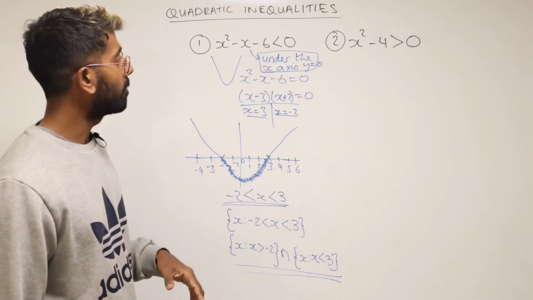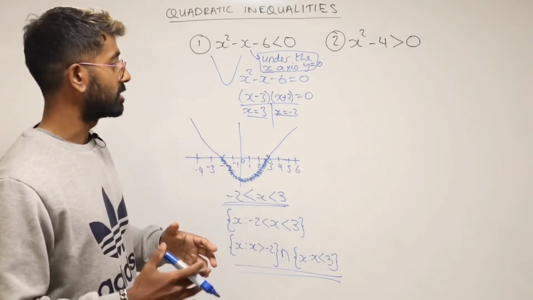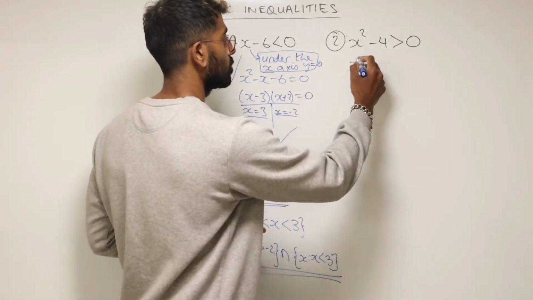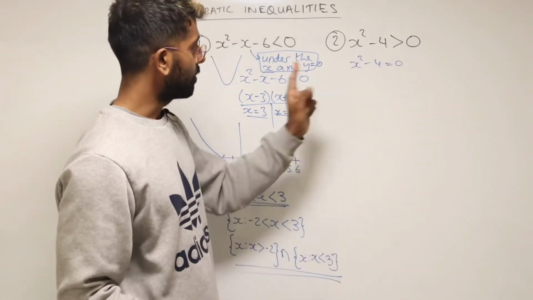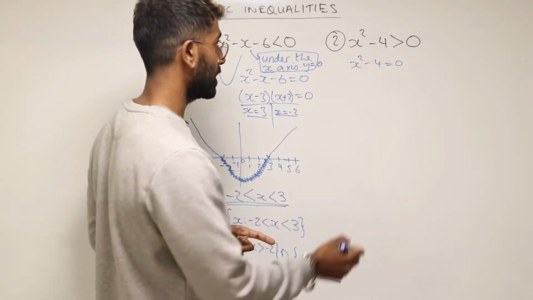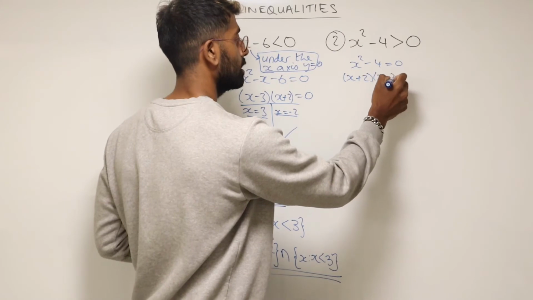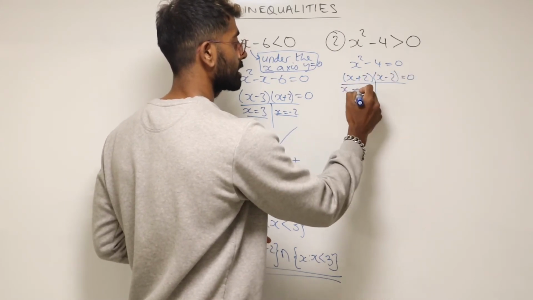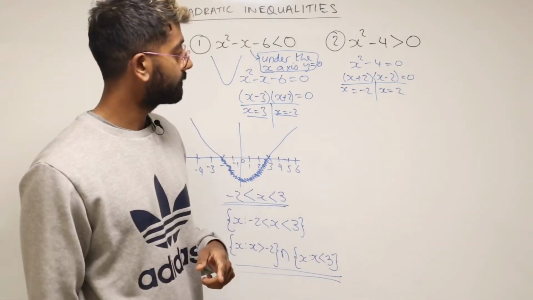Now for the next one, let's start by doing exactly the same thing. We need to try and create a sketch of it. And so to do that, we first of all need to solve it, find the roots. So x squared minus 4 is equal to 0. That there, I think, is the difference of 2 squares. So this is going to factorize as well into x plus 2 and x minus 2. And so if I know that, I know x is minus 2 here and x is positive 2 here.